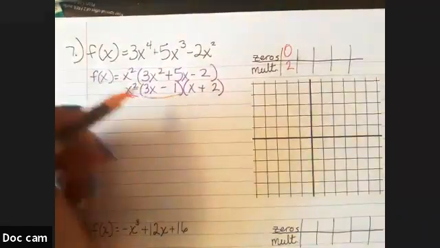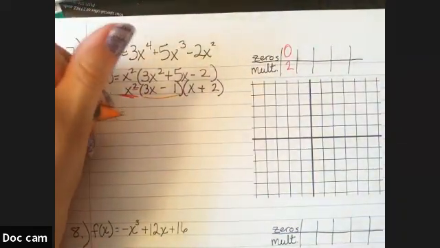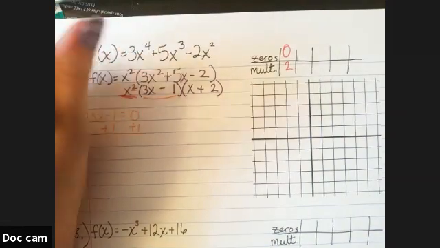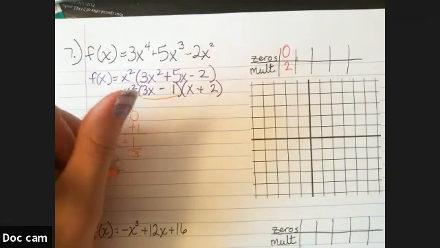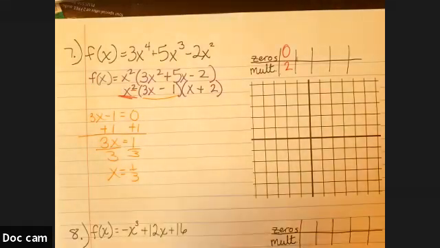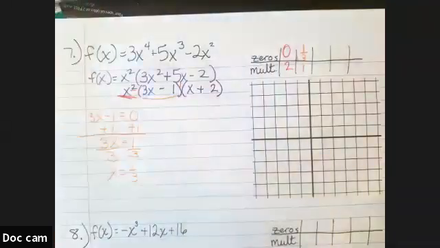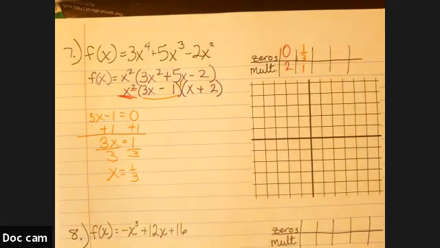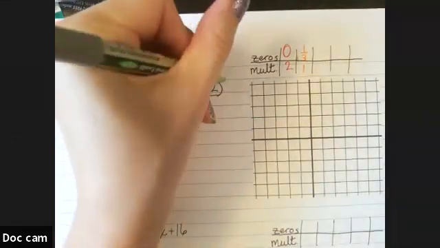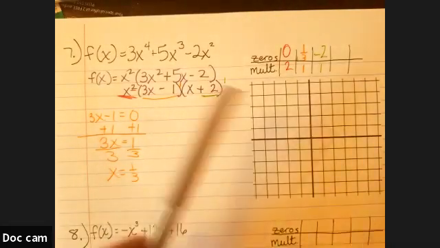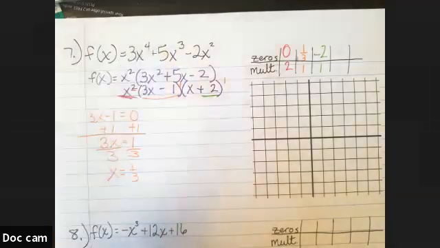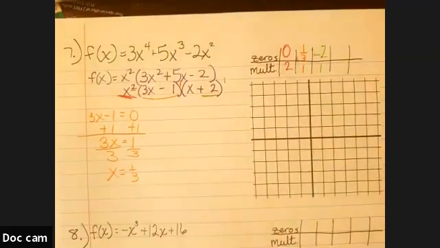And then if I do 3x minus 1 equals 0, add 1 to both sides, 3x equals 1, divide both sides by 3, so x equals 1/3. So there's a 0 at 1/3 with a multiplicity of 1. And then I have a 0 at -2 with a multiplicity of 1. All right, so my leading coefficient is positive and my degree is 4, which is even, which means arrows are both going to point up.